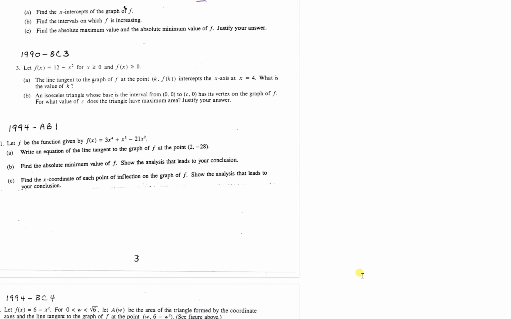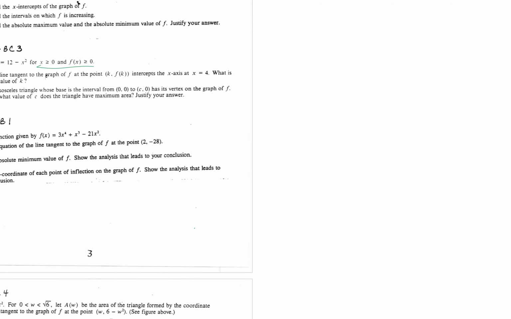Let's get started. So this one says f of x equals 12 minus x squared for when x is greater than 0, so this is like the first quadrant, right? It says here, the line tangent to the graph of f at the point k, f of k intercepts the x-axis at x equals 4. What is the value of k? Alrighty, so let's think about that.